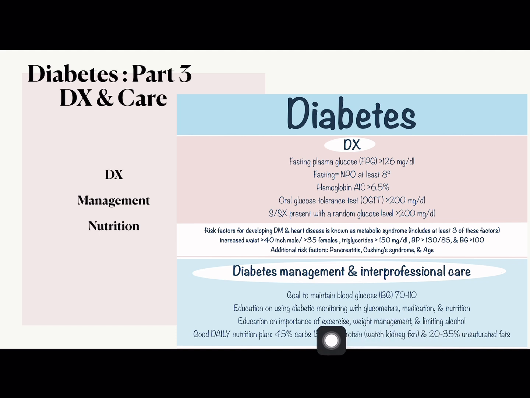So if you can actually maintain a normal weight, lose weight, and or have good nutrition, typically you can keep your blood glucose in range and not have to add medicine on. So they'll try to start with lifestyle modifications and diet first. Now, if that doesn't help, then they have to move on to oral medications and or additional medications. So a good daily nutrition plan typically for these patients is around 45% carbs, with about 15 to 20% proteins.